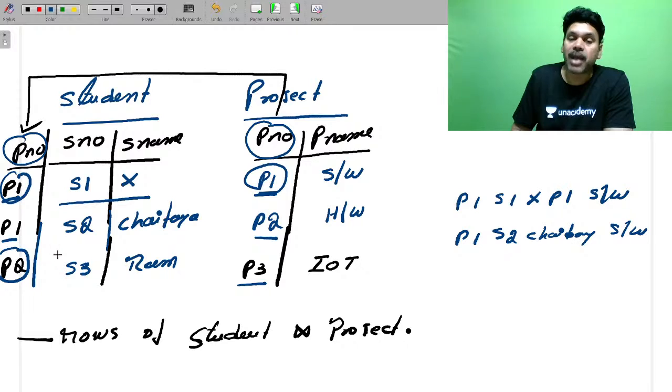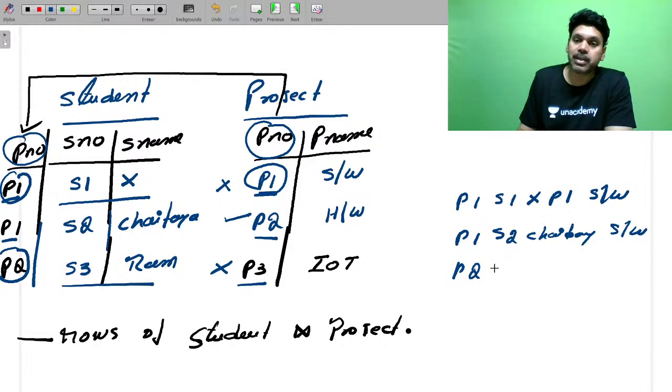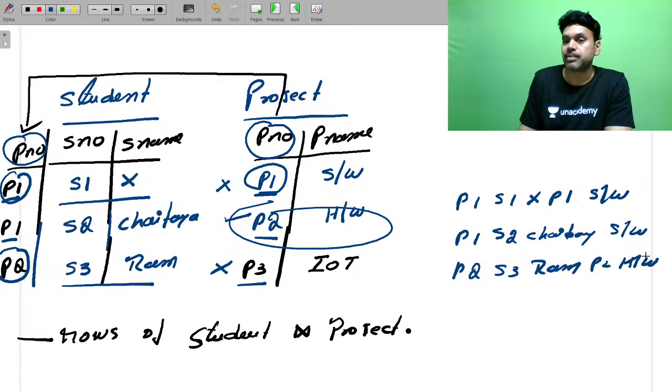And next is P2. So can I map P2? Yes. It cannot map with this, but it can map with this, but it cannot map with this. Therefore, you are going to get P2, that complete tuple, S3, RAM. It is mapping with this tuple. So P2 and hardware.